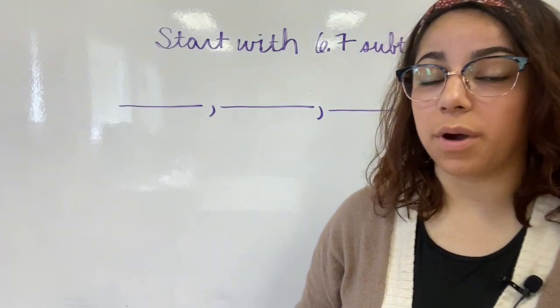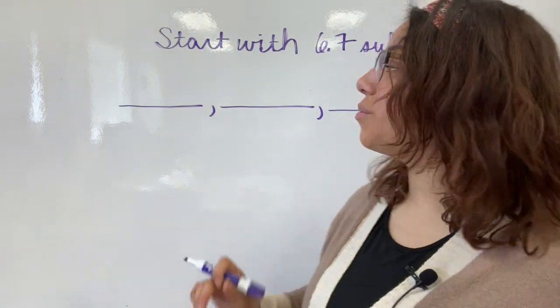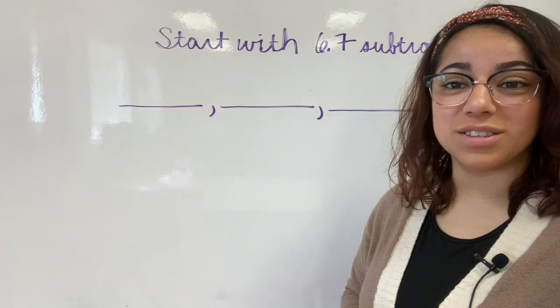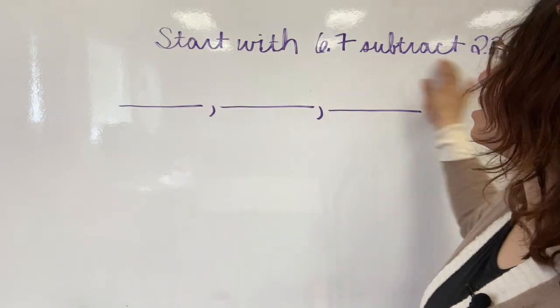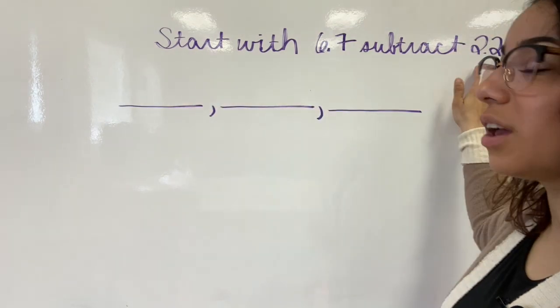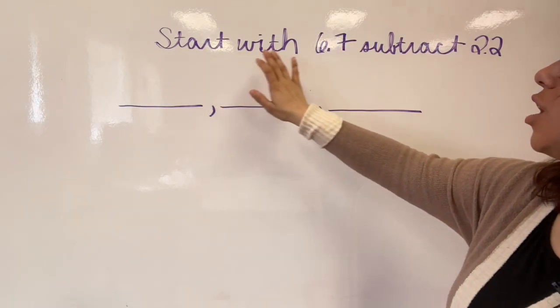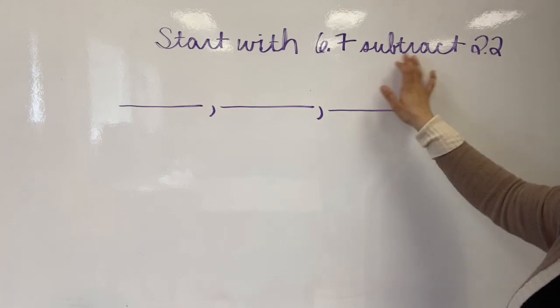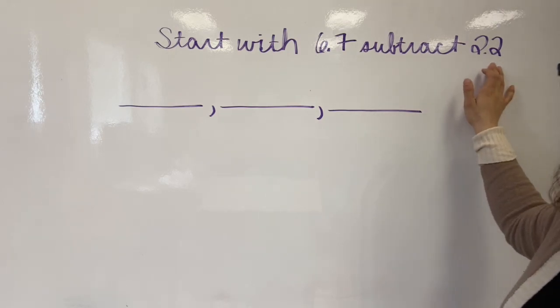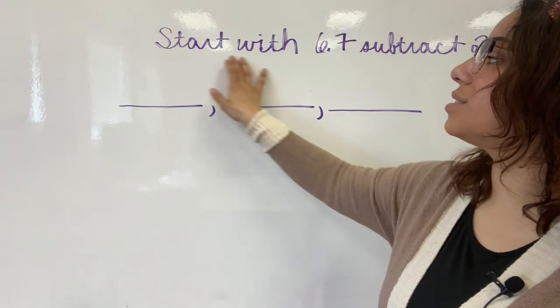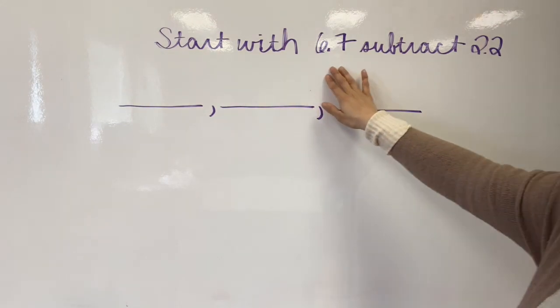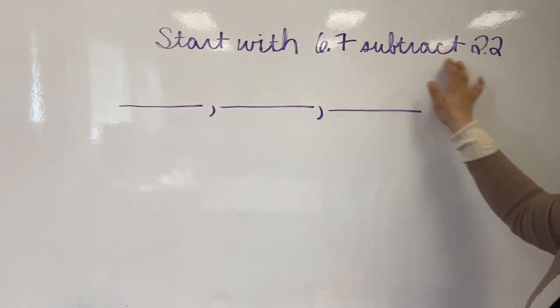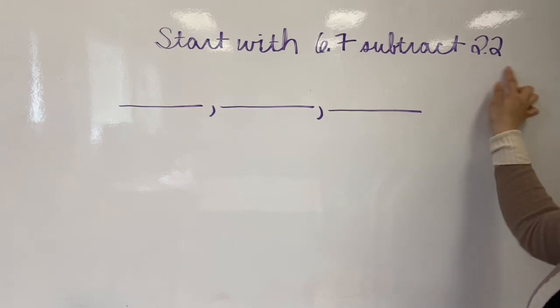The other type of problem that you'll see in this lesson is where they give them a sentence. And it'll say something like, start with a certain number, and then it'll either say add or subtract by, and then a number.